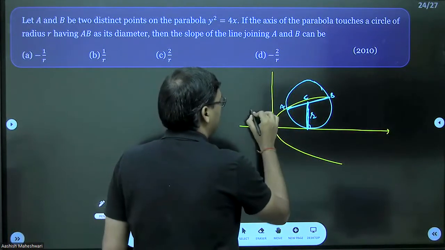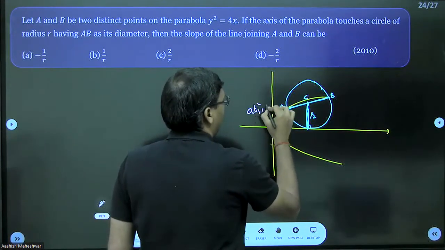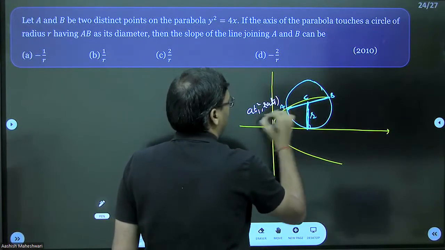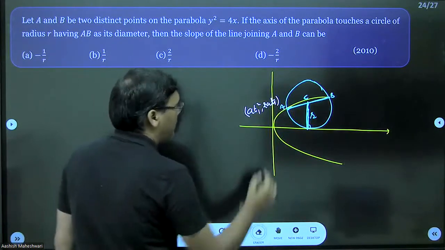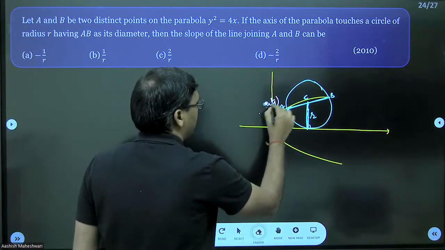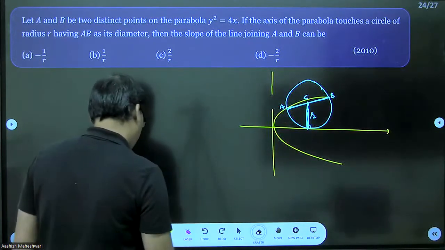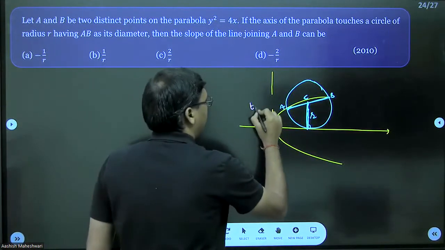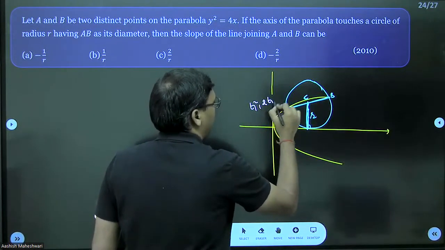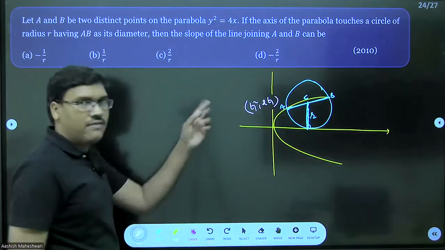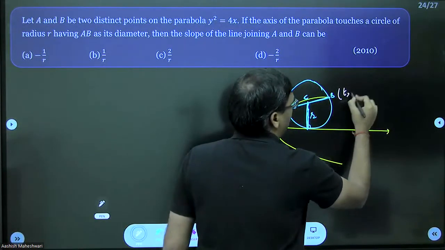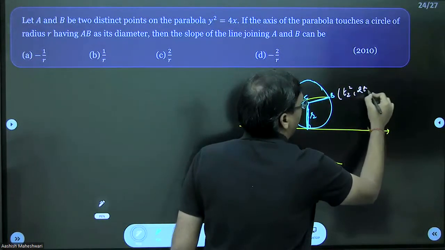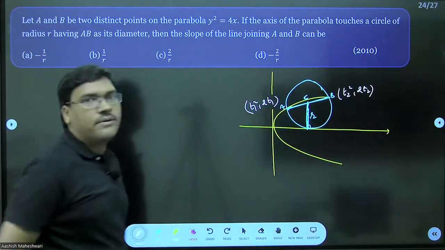Point A is at1 square, comma 2at1. A का value is 1. तो एक काम करते हैं, A का value 1 रख देते हैं. Let's assume point A as t1 square, comma 2t1. Similarly, what is point B? This is t2 square comma 2t2, तो ये क्या हो गया t2 हो गया.